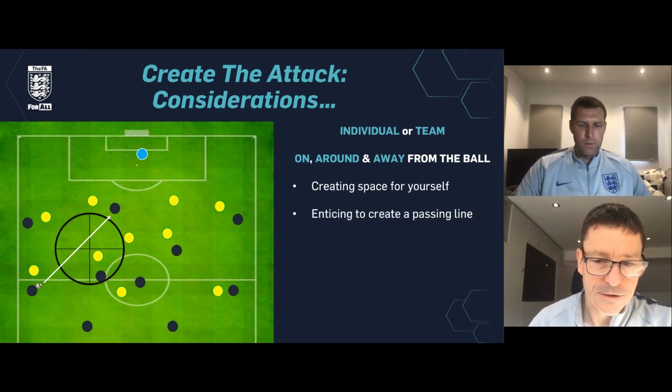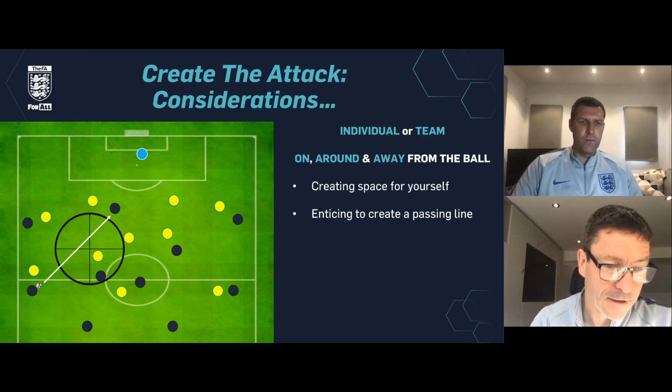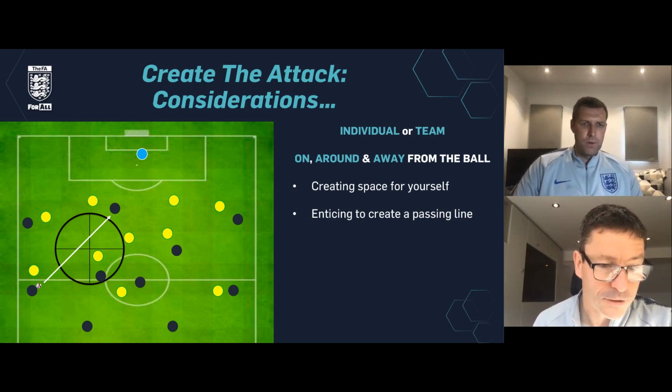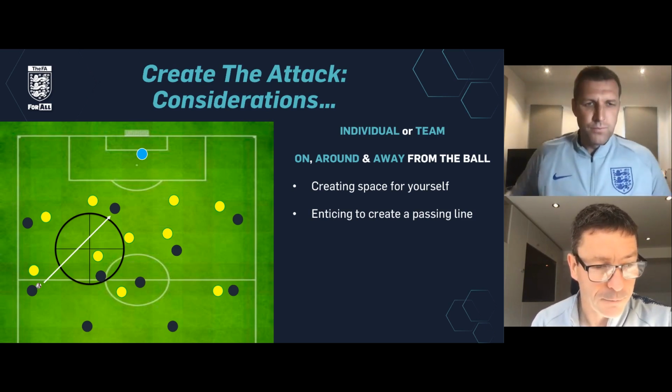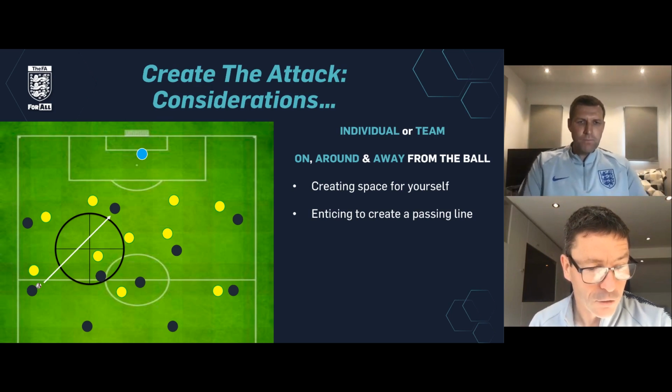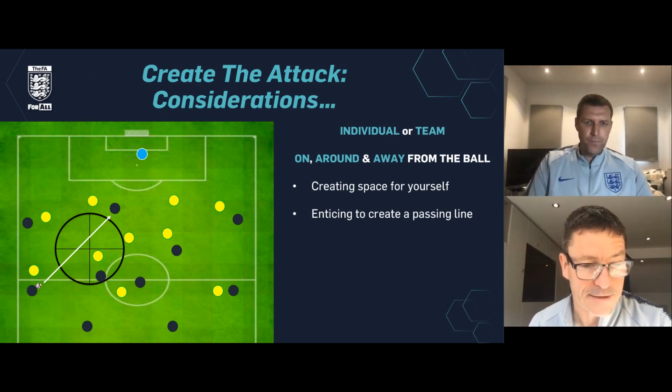Yeah, so they've created space there and enticing to create a passing line. So here the defender, the midfield player, has been drawn towards them in that part of the quadrant, leaving a passing line open, the space open. So quite often a midfield player will come off on an angle short to try and get the ball, but also to entice their opponent.